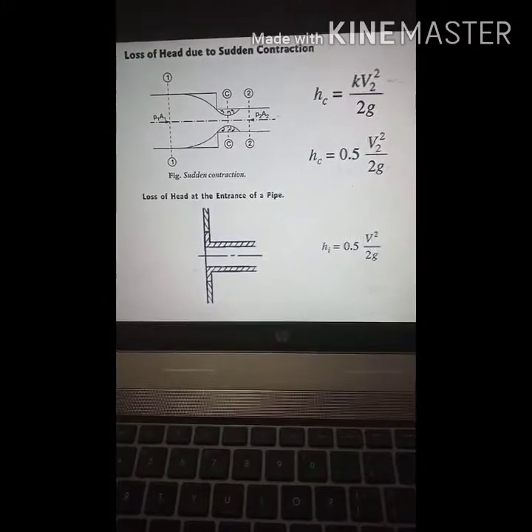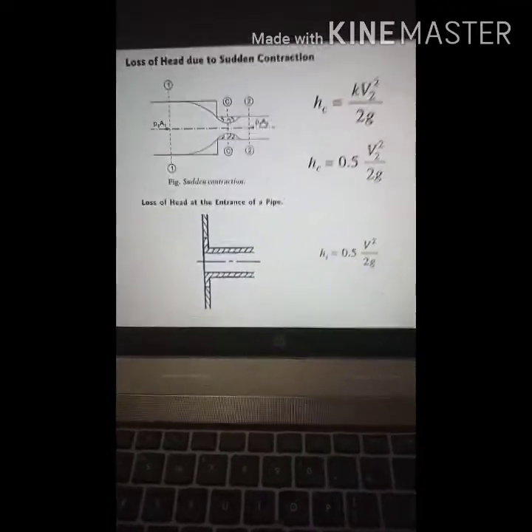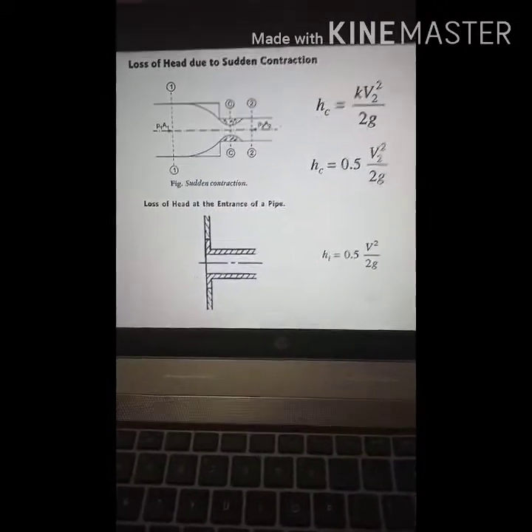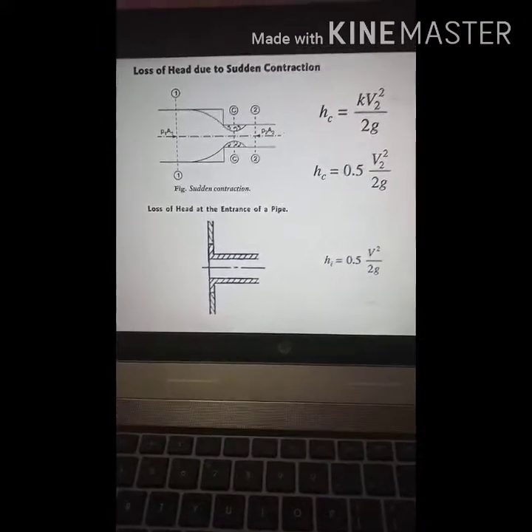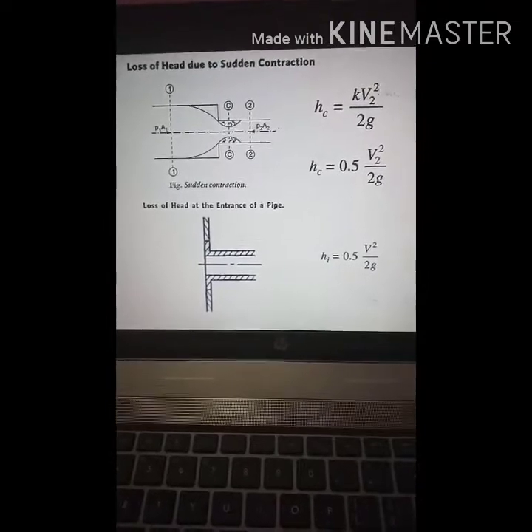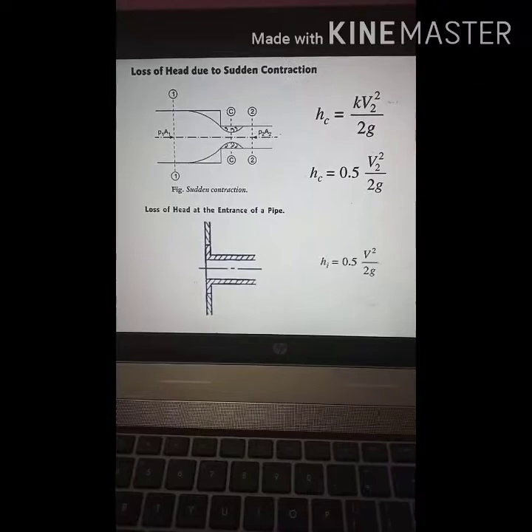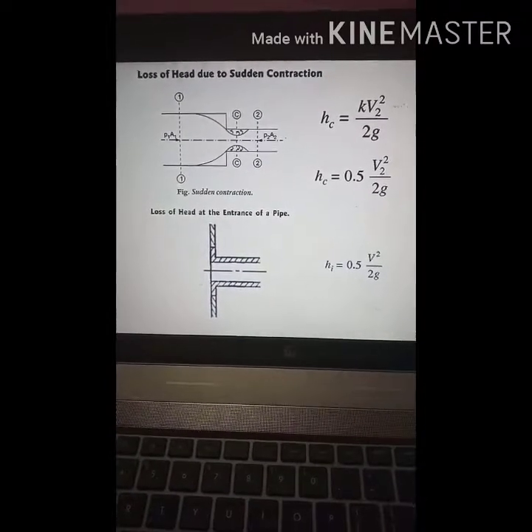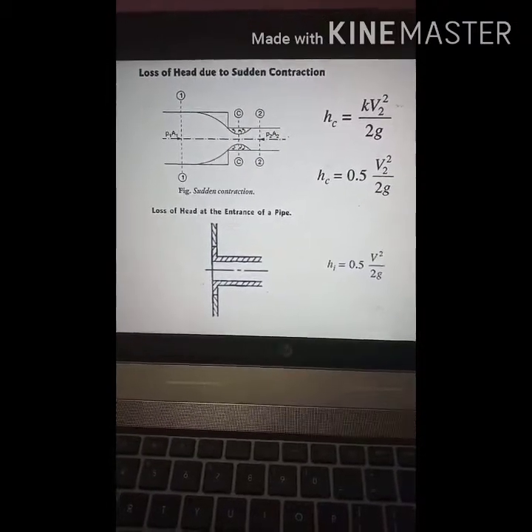So in this case the loss of head is given by a formula. There is a derivation for it, but let us see only the formula, which is given as HC, for head loss due to contraction, as 0.5 times V2 square by 2G. Remember this formula. In most of the cases the value of K, which is a constant, is taken as 0.5. So hence the loss of head due to sudden contraction is HC is equal to 0.5 V2 square by 2G, where V2 is the velocity in the smaller pipe.